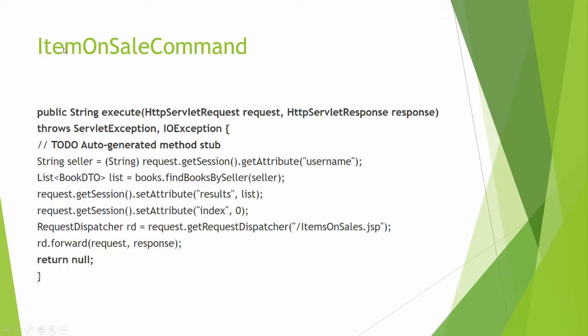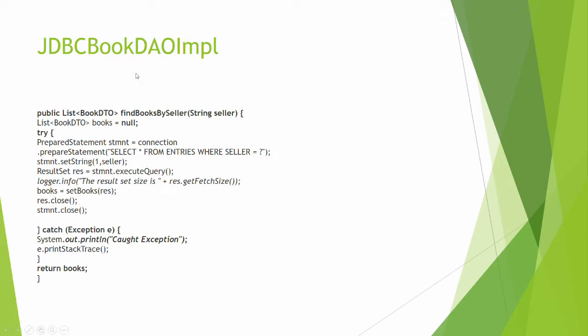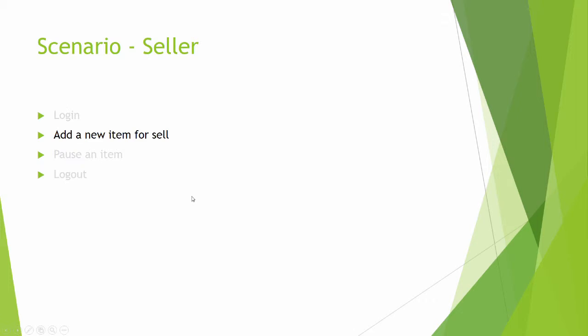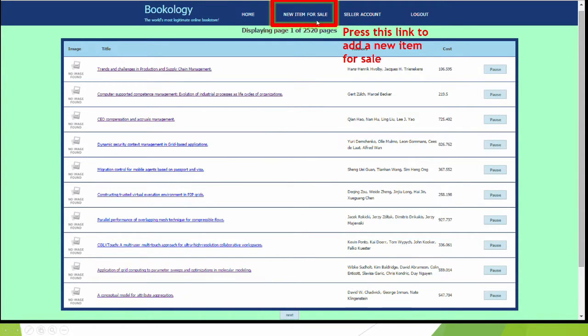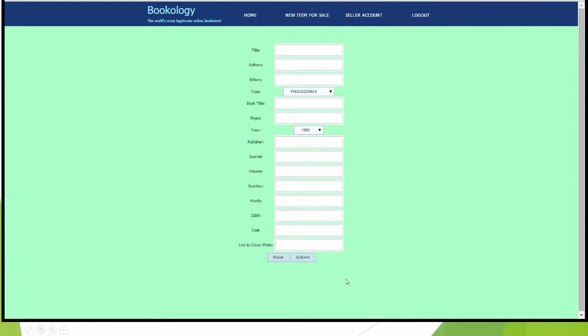To retrieve all these items on sale, an item on sale command will be triggered, and the result is passed to a book DTO by using the JDBC book DAO implementation. In here, a prepared statement of select star from entry where seller equals question mark will be executed. So now let's look at what happens when the user wants to add a new item for sale. By pressing the link on the top, it will bring the seller to a new item registration form.